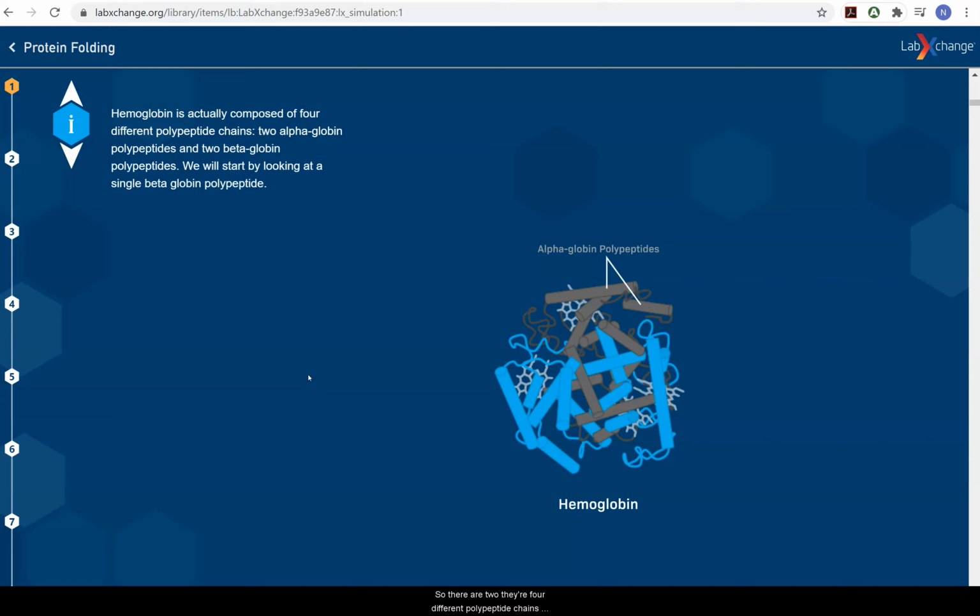All right, so there are four different polypeptide chains in hemoglobin. Two of them are these alpha globin polypeptides, here in kind of a brownish color, and then two of them in blue are going to be the beta globin polypeptide chains. So there are two different sequences of amino acids that go to make up this protein structure.